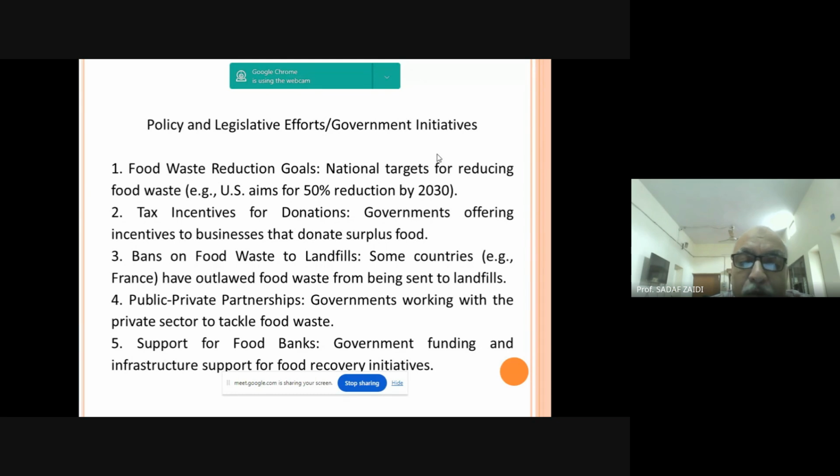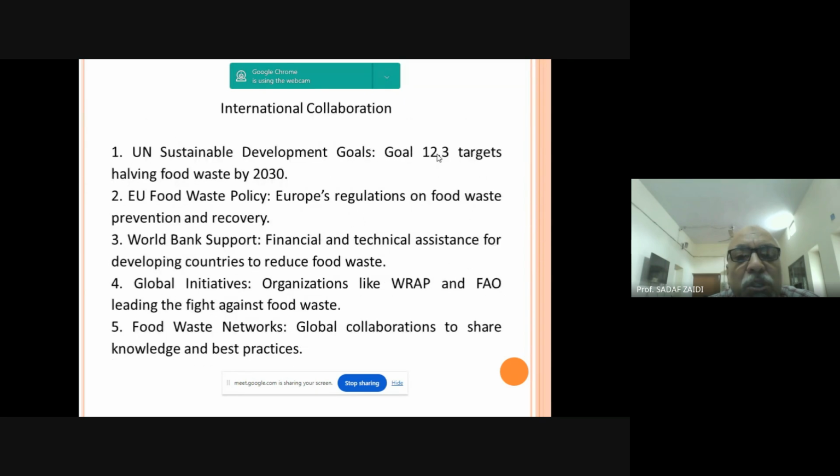Then support for food banks. As I told you, food banks could be there. They could take up various food recovery initiatives from the households. They could get the wasted food, or from the restaurants they could get the wasted foods. So all those things, they can be there.